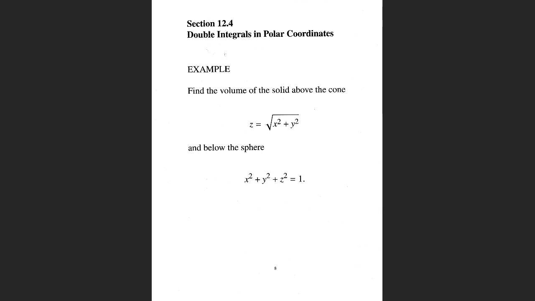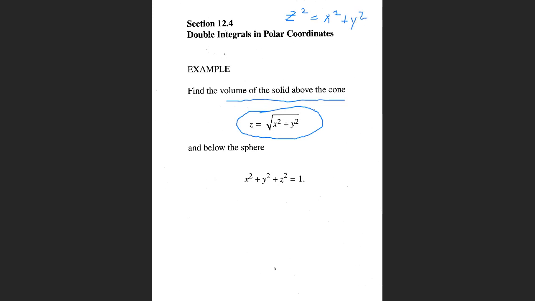Okay, so in this problem, we want to find the volume of a solid that lies above this cone. And you know, that cone, if we were to square both sides, we would get z squared equals x squared plus y squared.